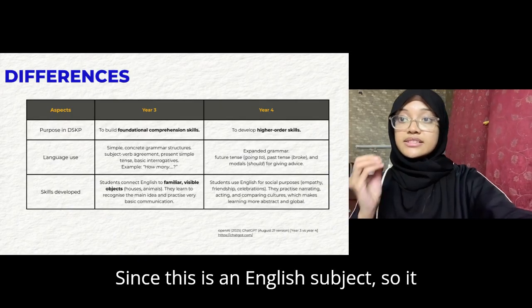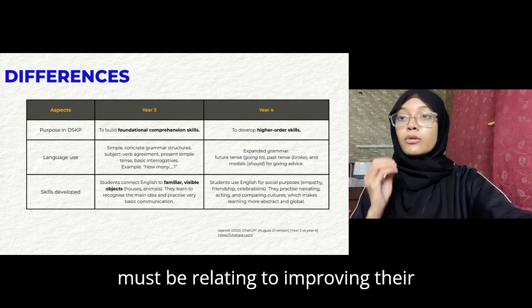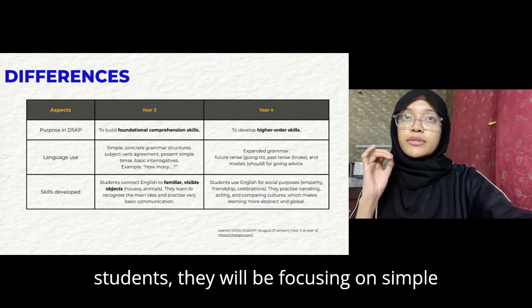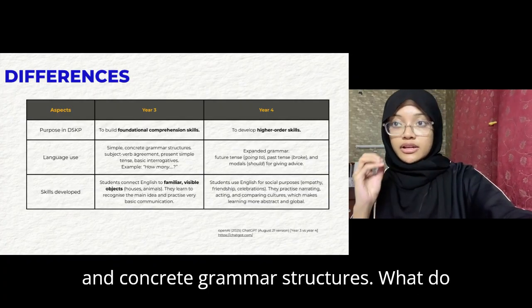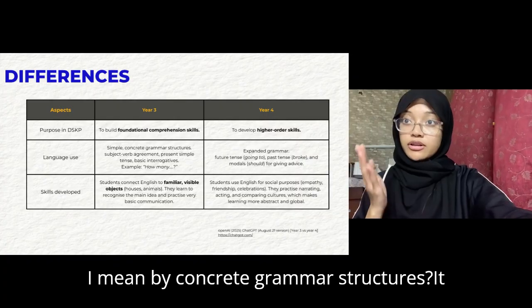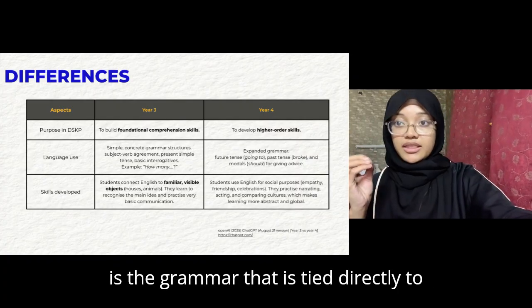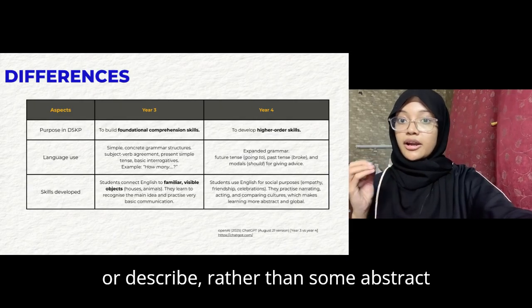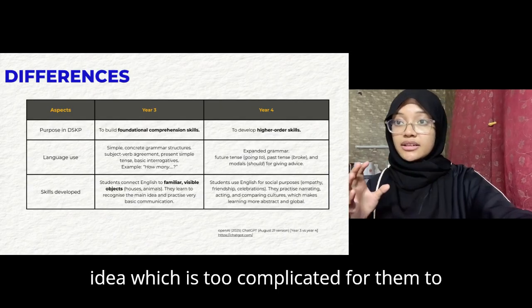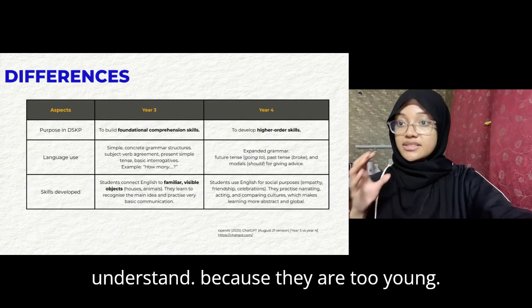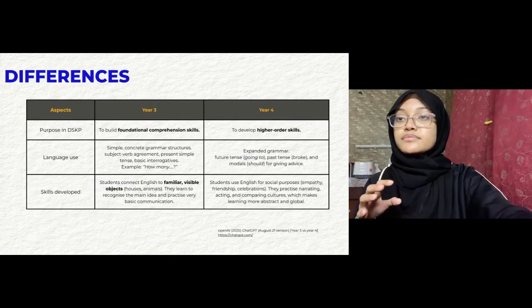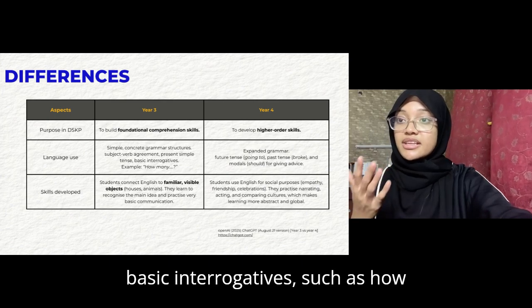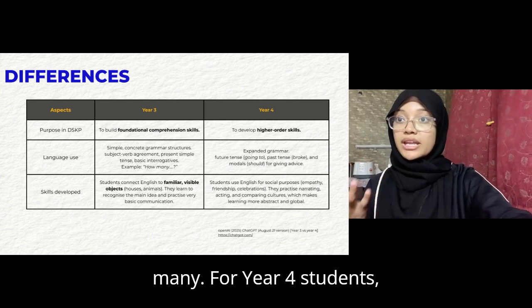Since this is an English subject, it must relate to improving their language use. For Year 3 students, they will be focusing on simple and concrete grammar structures. What do I mean by concrete grammar structures? It is grammar that is tied directly to things that children can see, count, or describe, rather than some abstract idea which is too complicated for them to understand because they are too young. They will learn about subject-verb agreement, present simple tense, and basic interrogatives such as how many.